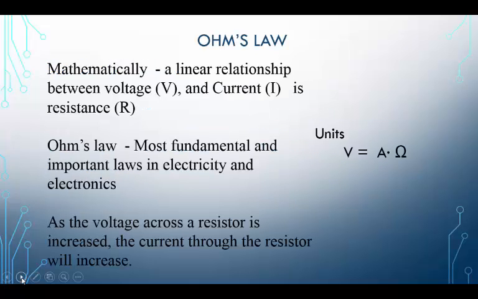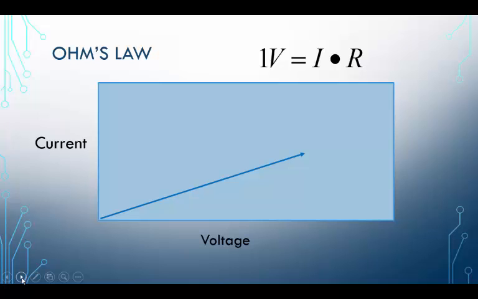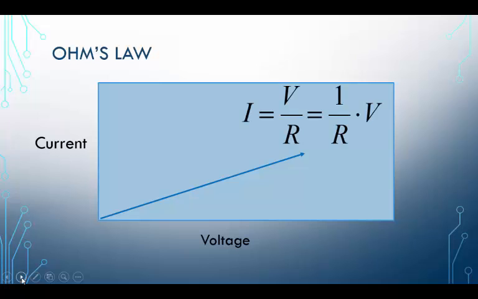Ohm's law is a mathematical relationship between the voltage, current, and resistance. It's one of the most fundamental and important laws in electricity and electronics. It states basically that as the voltage across a resistor is increased, the current through the resistor will increase. Graphically, it is a straight line with a slope of 1 over the resistance.